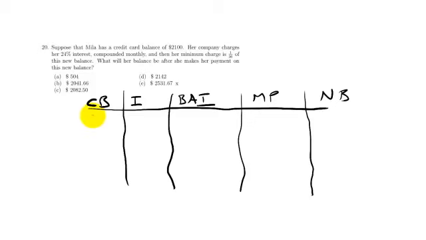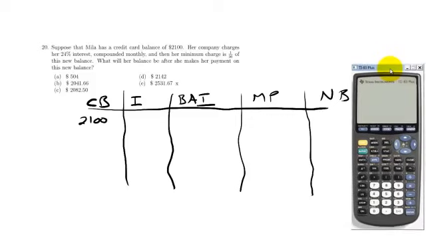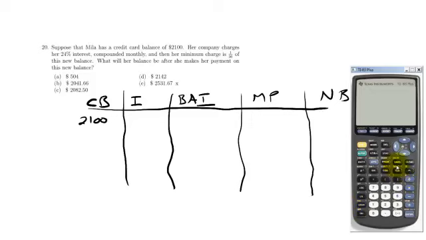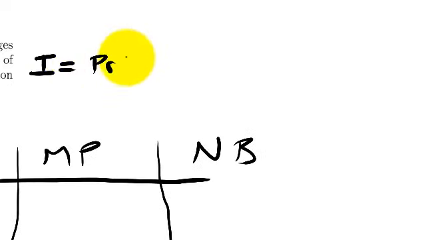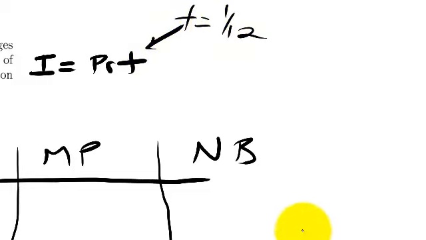And we're going to start with our current balance of $2,100. Now I'm going to pull out the calculator so that you can follow along. Let's turn that on. Okay, interest. Now remember that the interest formula is PRT. P would be your balance, R would be the interest rate, and T would be time. But since we're doing this monthly and T is measured in years, remember that T is 1/12.